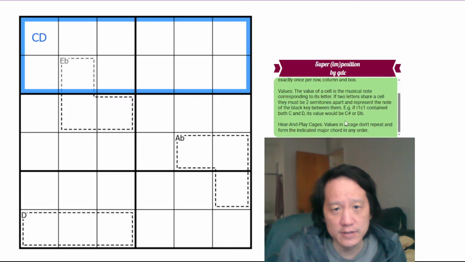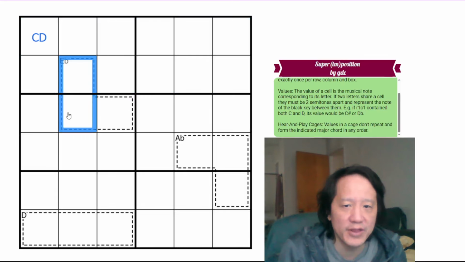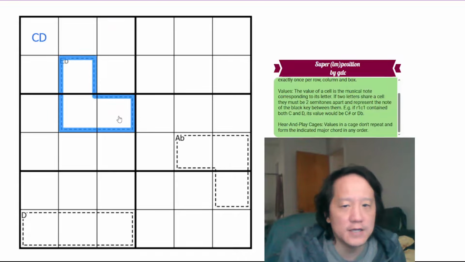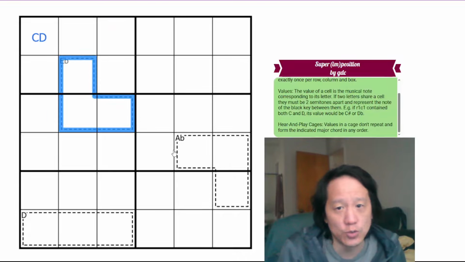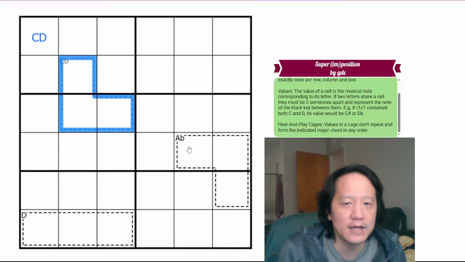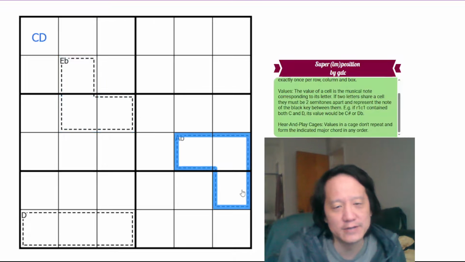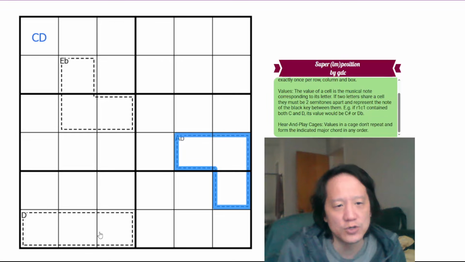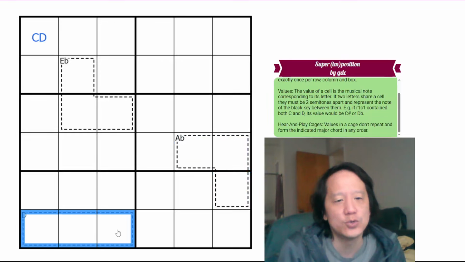And finally, we have hear and play cages, where values in a cage don't repeat, and they form the indicated major chord in any order. Okay, so you're going to have to know some basic music theory. So this is going to be an E flat major chord. This is an A flat major chord, and this is a D major chord here.